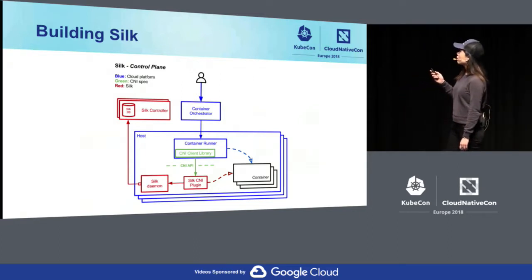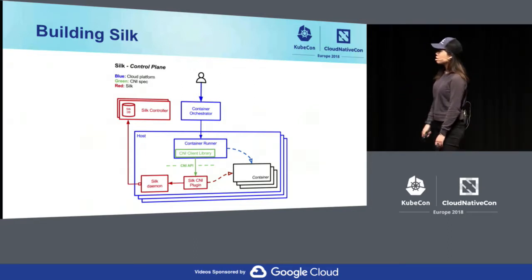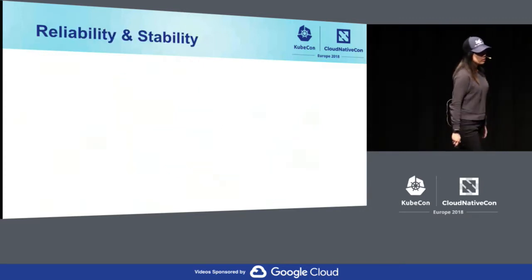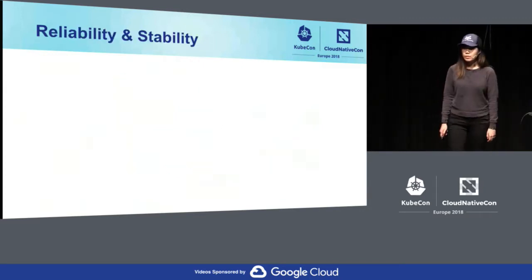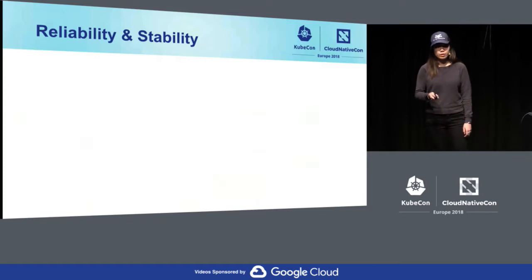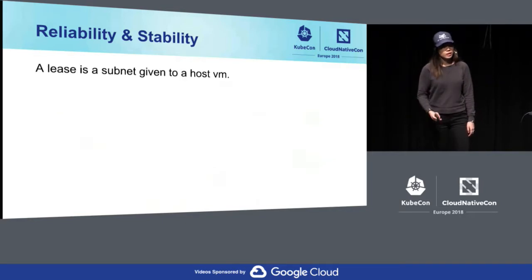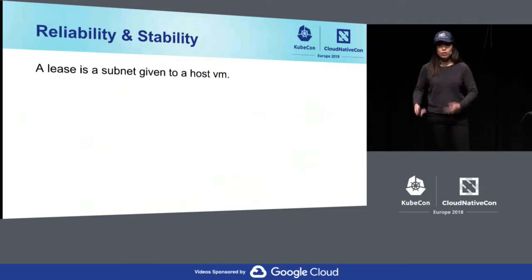So when we decided to build Silk, we had several design considerations in mind. First and foremost, reliability and stability. So just to make sure that we're all on the same page again, we made several decisions around a concept in Silk known as a lease. A lease is basically a subnet given to a host VM. So the Silk daemon will ask for a lease. The lease is the subnet from which it can allocate container IPs from.